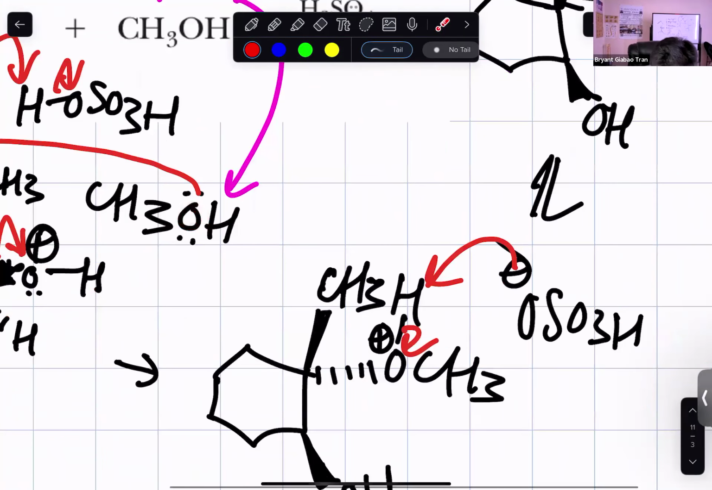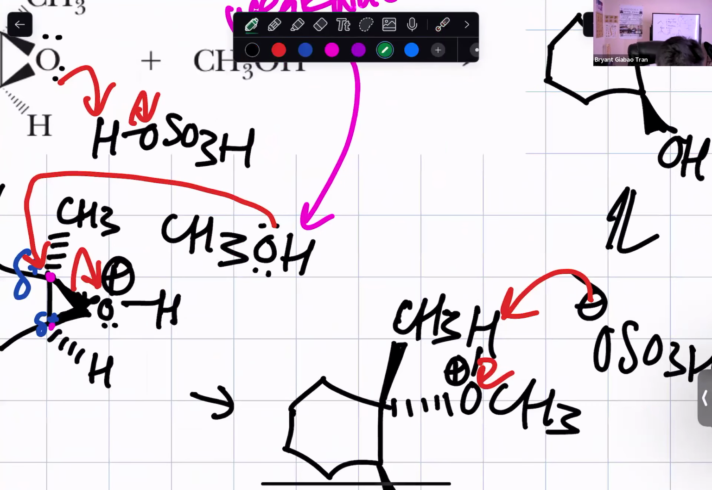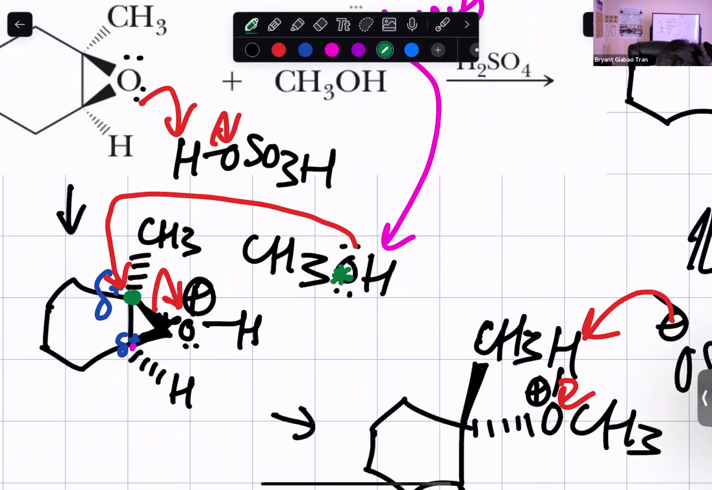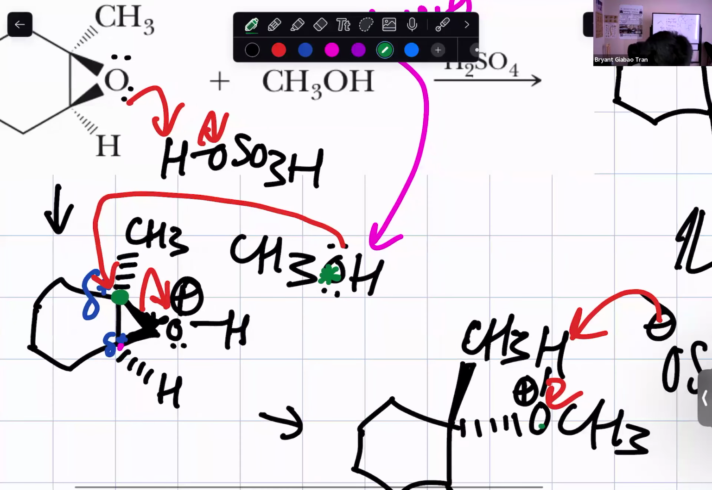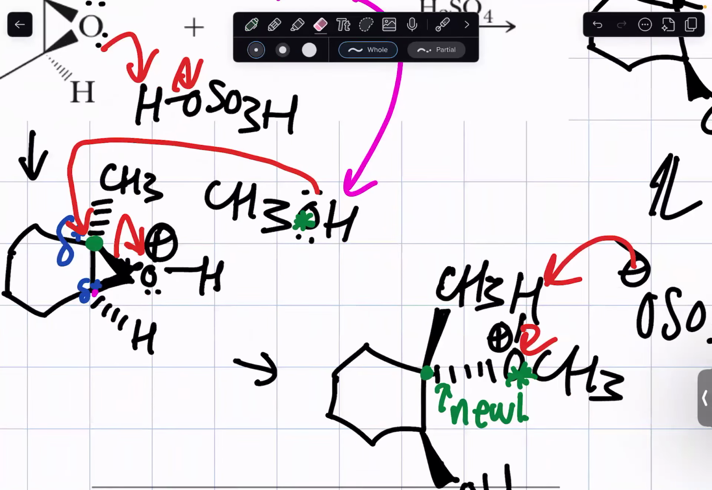So if I star this oxygen here, making that the nucleophile, and dot this carbon right here, making that the electrophile, we're going to make a new bond between the star and dot. The new bond between the nucleophile and electrophile. So this is the starred atom. This is the dot atom. That would make this the new bond right here. Does that make sense so far? Yes, it does.